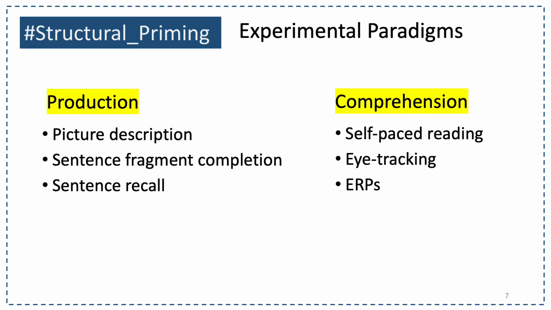And also we can find some results from the brainwave, so-called ERPs, event-related potentials, such as reduced P600 effects.